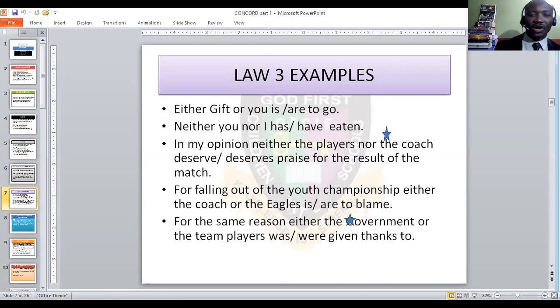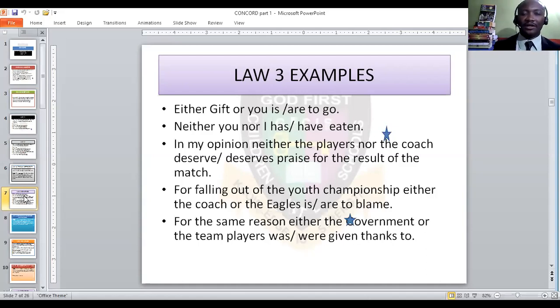Second example: neither you nor I has or have eaten? Of course, it comes again. "I" is supposed to be singular, but in this case, I can't say "I has eaten." I will say "I have eaten" because "I" is a singular plural. But I can say "she has eaten," "it has eaten." But I can't say it for "I." Even if I mean one person has eaten, I will say "have" because it does not obey the first law and second law of Concord. It's a disobedient child. The children, you and I, they are disobedient. They don't obey the law. Note that.